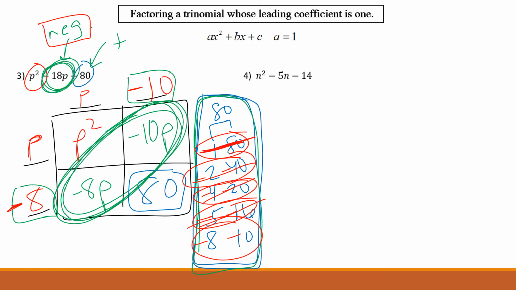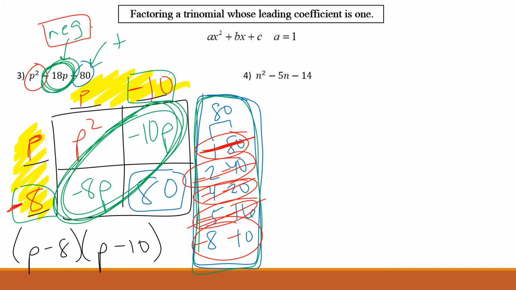So once again, just remember, when we're factoring, my answer is the sides of my area model. So P minus 8 and P minus 10. Those are my two answers.